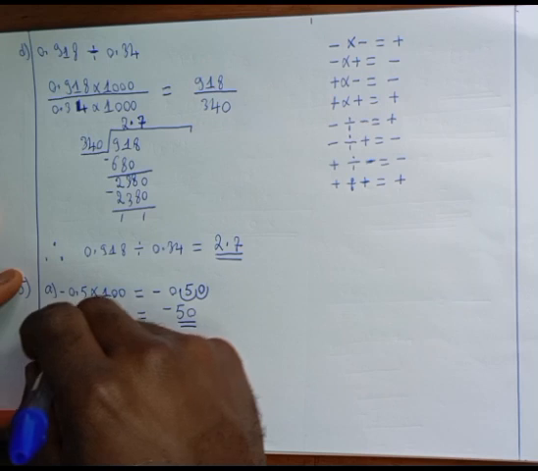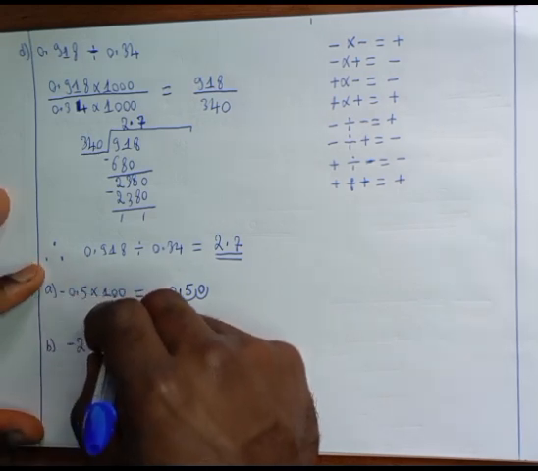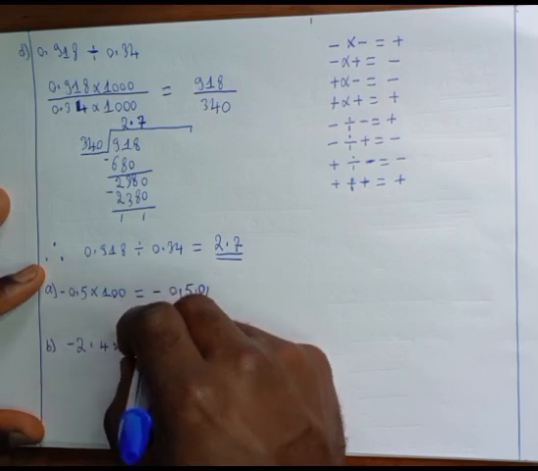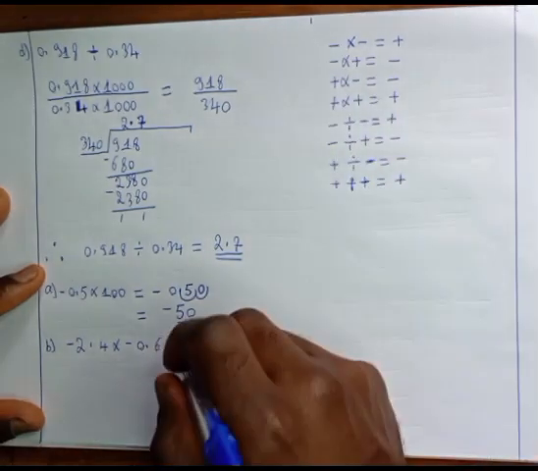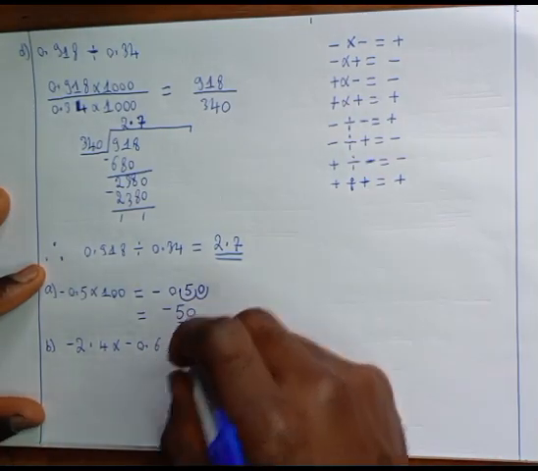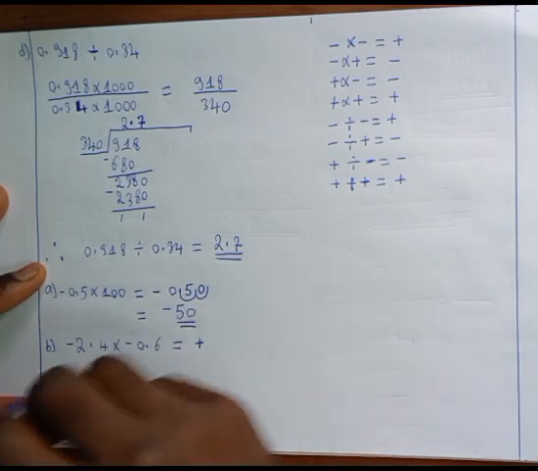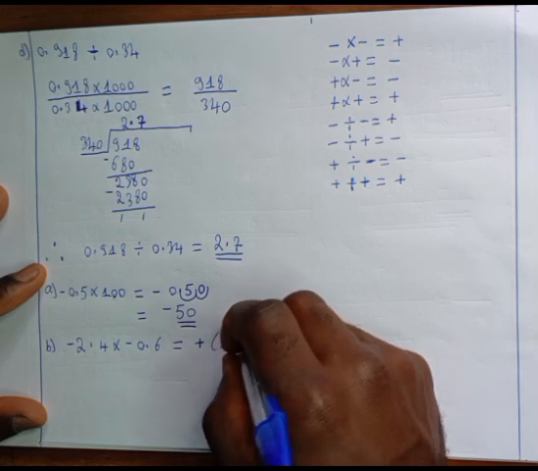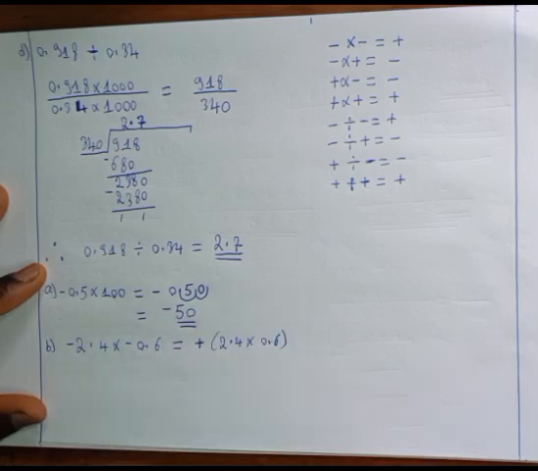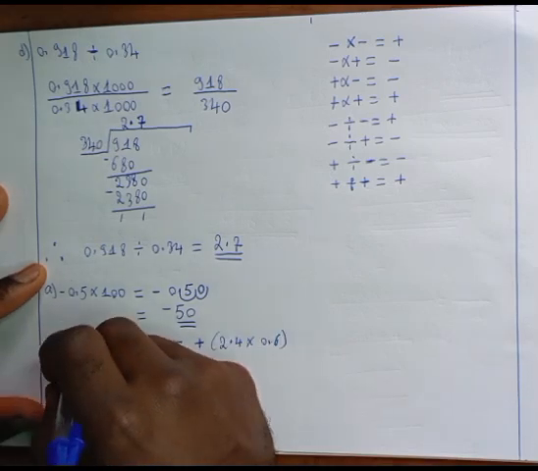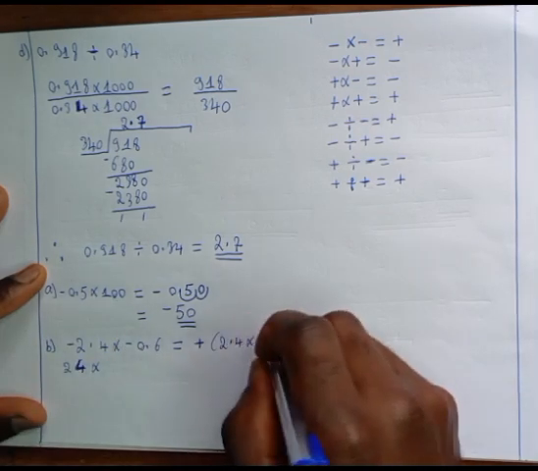Going on to B. For B, we have negative 2.4 times negative 0.6. We are multiplying two negative numbers, so the resulting sign will be positive. So this will give us positive, the result will simply be positive 2.4 times 0.6. We know for us to multiply these two numbers, first thing we are going to start by ignoring the decimal points. This will give us 24 times 6.